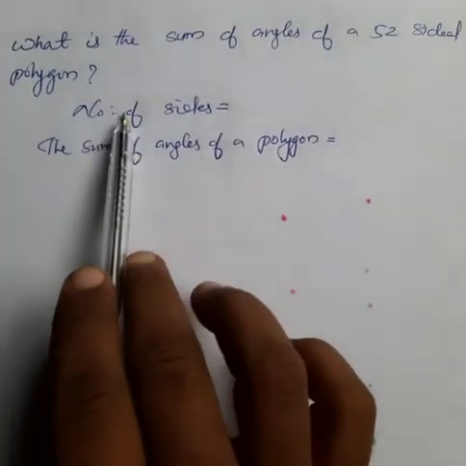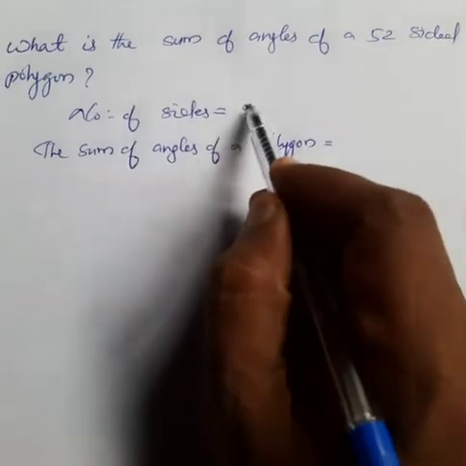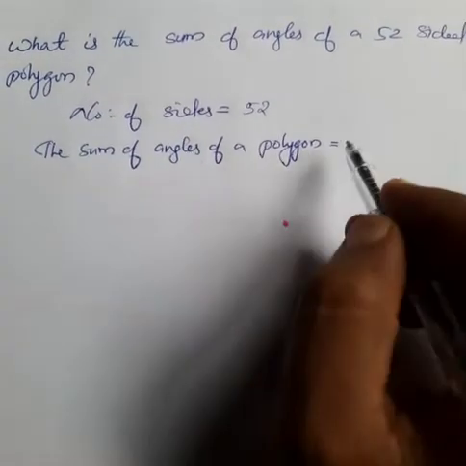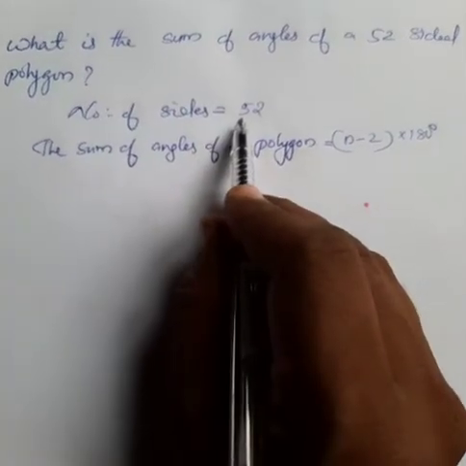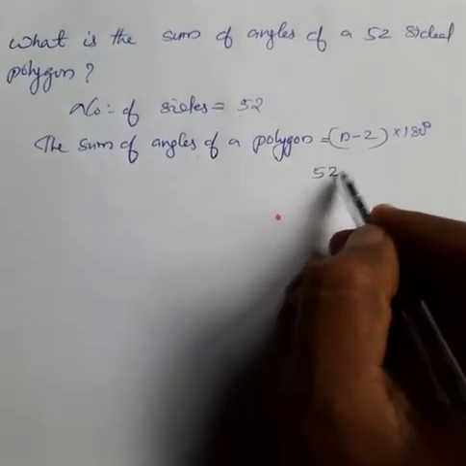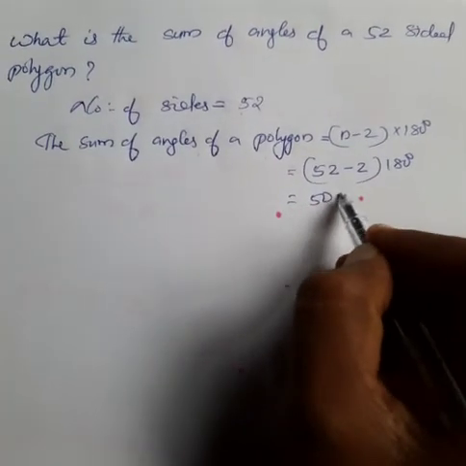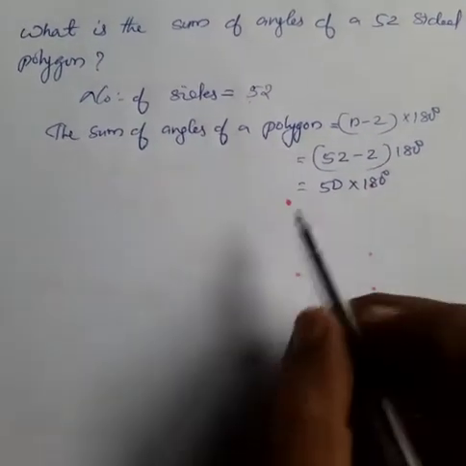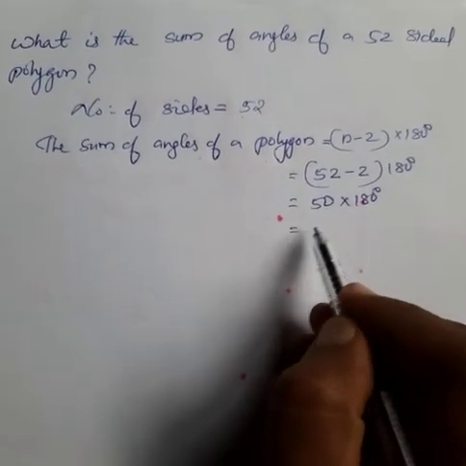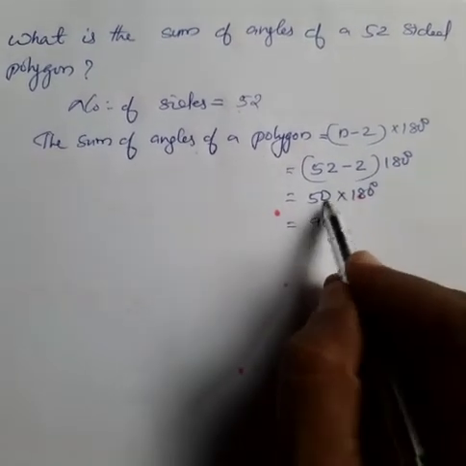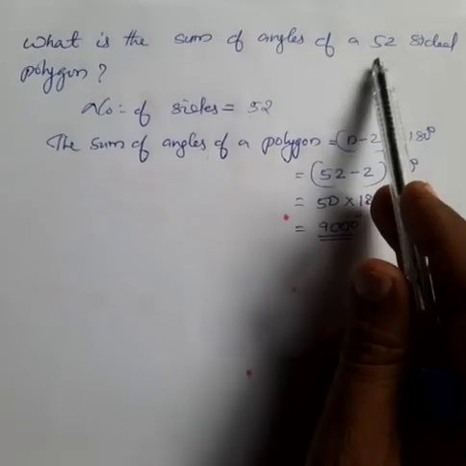See this one. What is the sum of angles of a 52 sided polygon? So the number of sides is 52. Sum of angles of a polygon is how much? N minus 2 into 180. So here n is 52. So it is 52 minus 2 into 180. That's equal to 50 into 180. How do you find 50 into 180? You multiply 5 into 18, you will get 90. Then 2 zeros. This is the total angle of a 52 sided polygon.